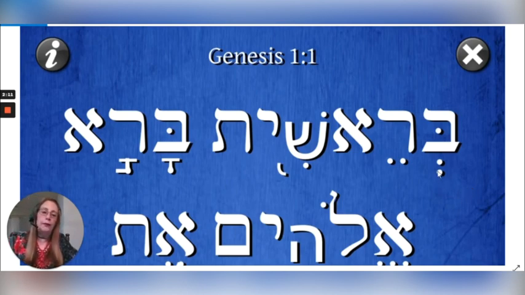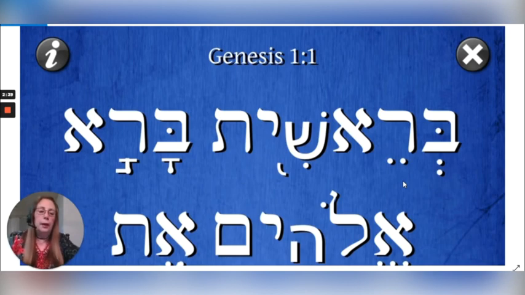Each one of these little vowel markers has a unique name, but we're going to go over only some of them, because I don't want to confuse you, so I may just skip over some of them, and at another time I will do a lesson on all those names.